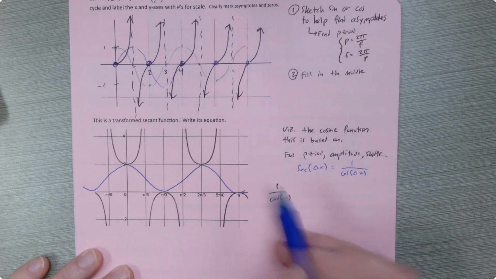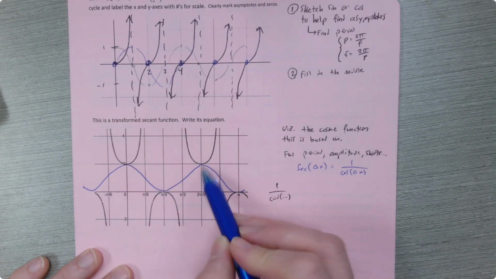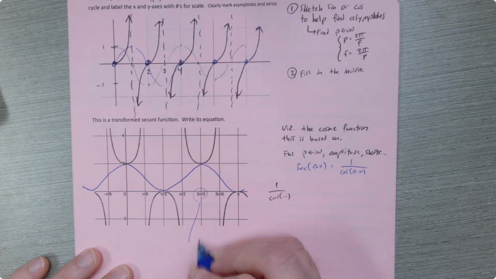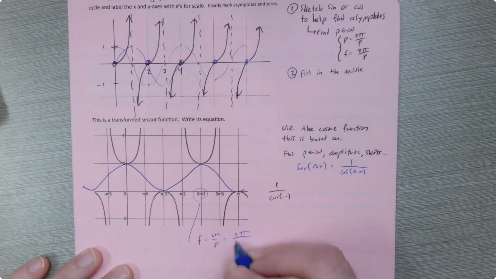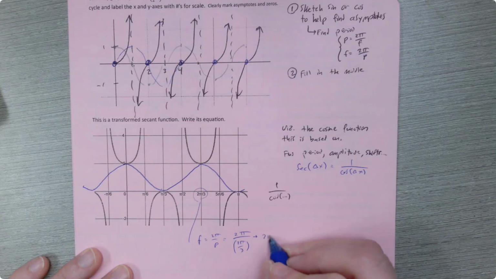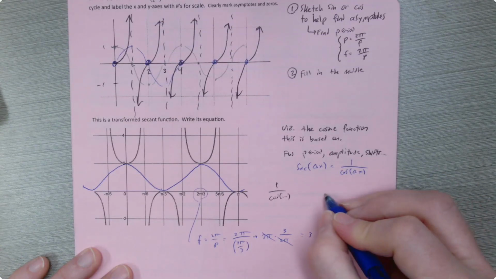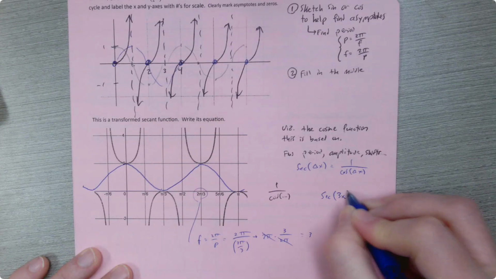Okay, so I see for cosine, it starts here, it ends there. So the period is 2 pi over 3. So remember, frequency is 2 pi over period. So 2 pi divided by 2 pi over 3. Let's invert and multiply. That gives me 2 pi times 3 over 2 pi. Those divide, and that just gives me 3. So I know that this is going to be secant 3x.